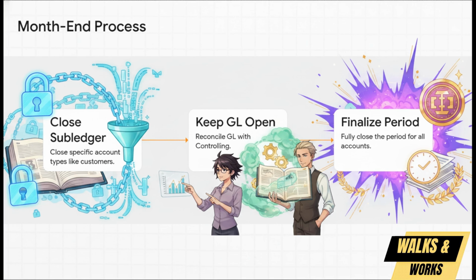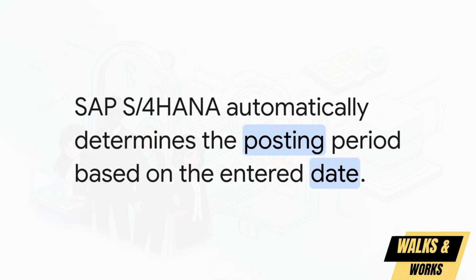Now, you might be wondering, how does the system even know which period you're aiming for? Well, it all comes down to a single field. When a user enters a document, they input a posting date. And to be clear, it's not the date printed on the physical invoice, but the posting date that actually matters here. Based entirely on that posting date, SAP S/4HANA automatically figures out the correct posting period and fiscal year. It then seamlessly routes the transaction to update the figures for that specific period. So later, when you're pulling up an account balance, you're looking at results neatly organized by those automatically determined periods.